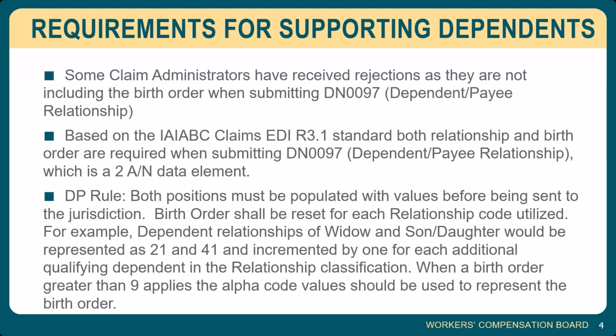For example, dependent relationships of the widow and the son or daughter would be represented as 21 and 41, and then incremented by 1 for each additional qualifying dependent in that relationship classification. And when a birth order greater than 9 applies, the alpha code values should be used to represent the birth order.